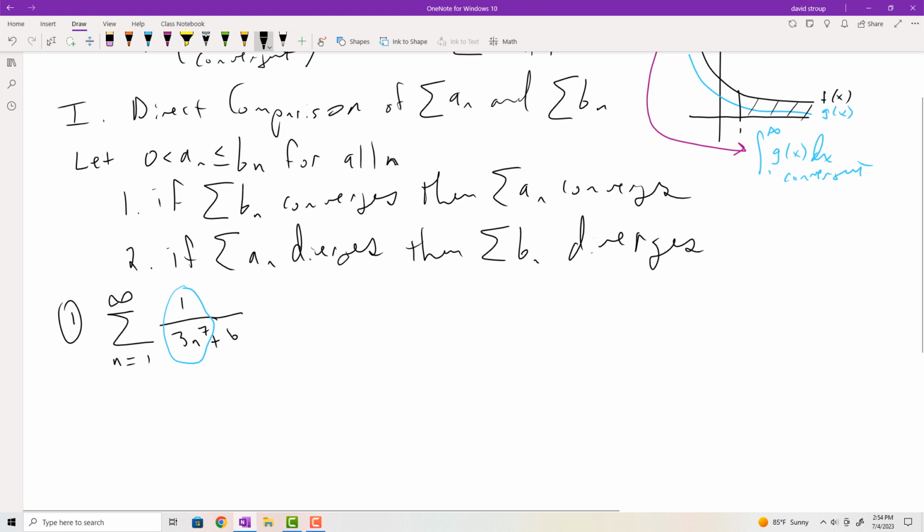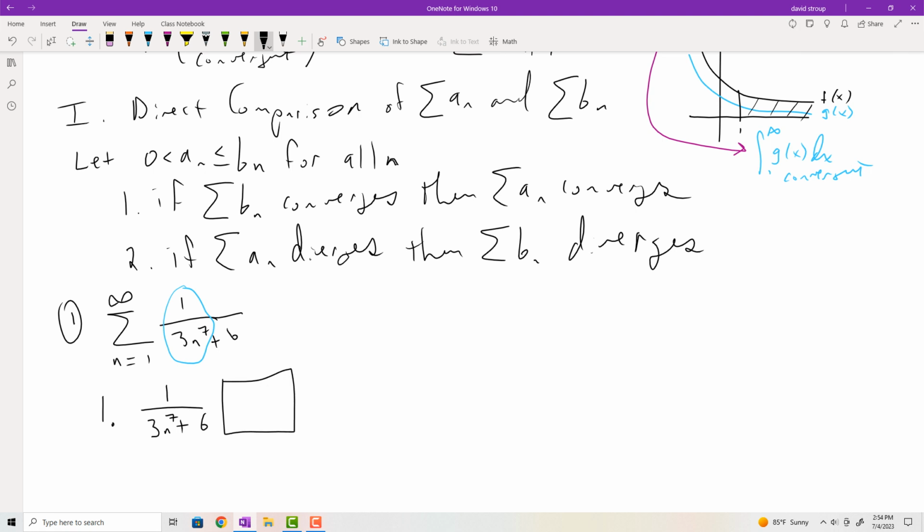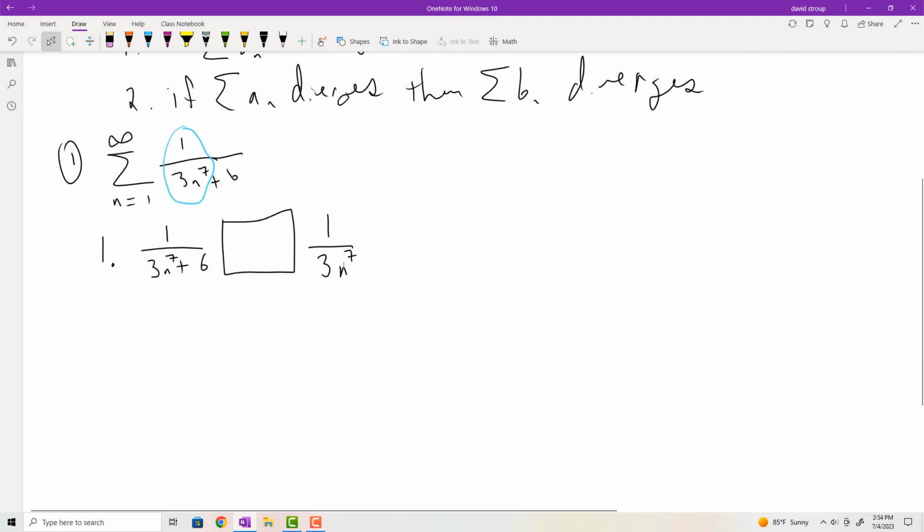That's kind of what we're going to do here. Okay, but anyways, your first step is to make a comparison between the terms of the given series and the terms of this other series that you're creating. In this case, I've chosen to create 1 over 3n to the 7th, right? So what is the comparison between these two series?